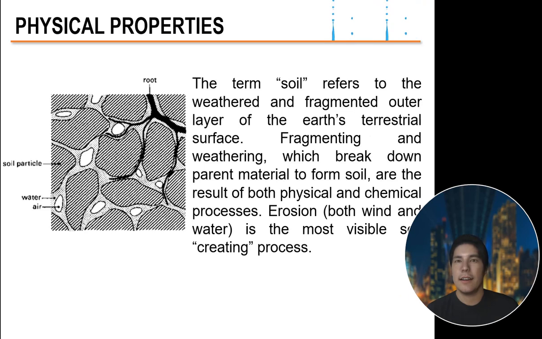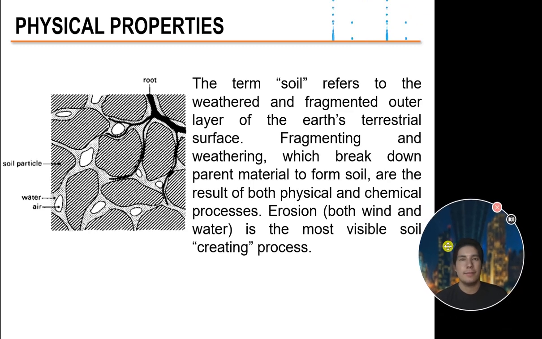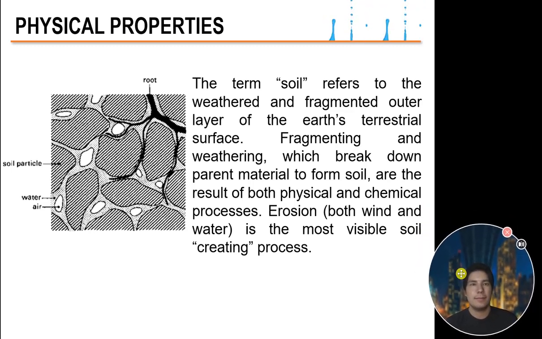So let's talk about the physical properties. So the term soil refers to the withered and fragmented outer layer of Earth's terrestrial surfaces. Now, fragmenting and withering, which breaks down the parent material to form a soil, are the result of both physical and chemical processes. So erosion, both wind and water, is the most visible soil creating process. So makikita natin dito, ito yung soil natin.